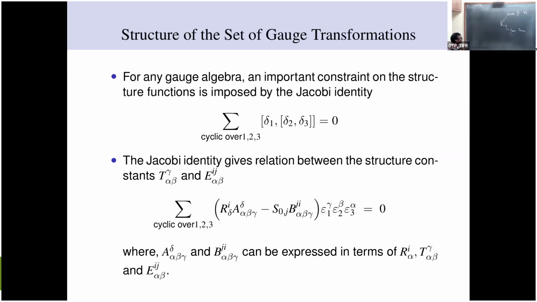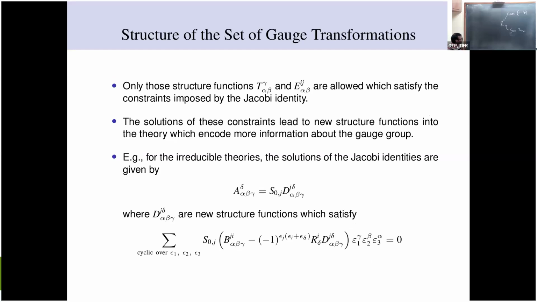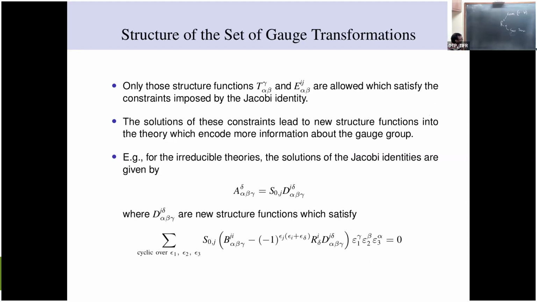So this Jacobi identity was expressed in terms of this A, where A was given in terms of T and E. But for an irreducible theory, you can show that if you have an expression like this, it satisfies the Jacobi identity, where there are some structure functions which satisfy this constraint. What about B? Yeah, so B was here. It appears in this constraint.